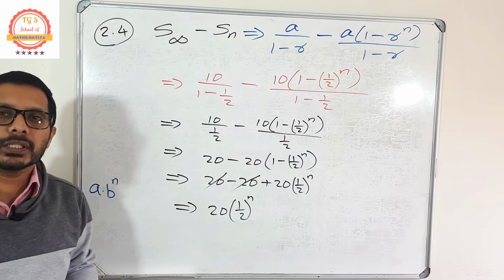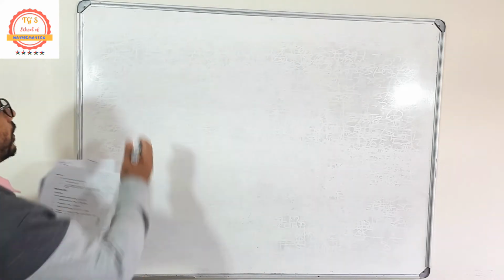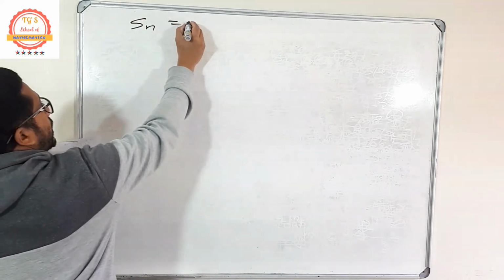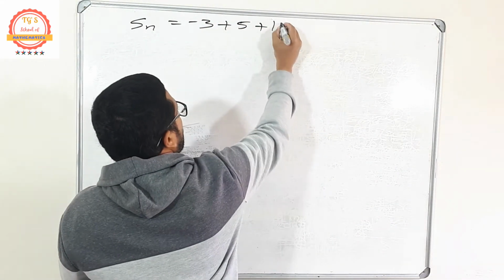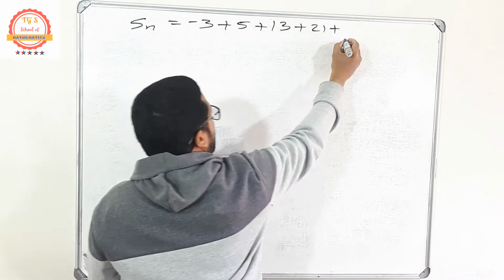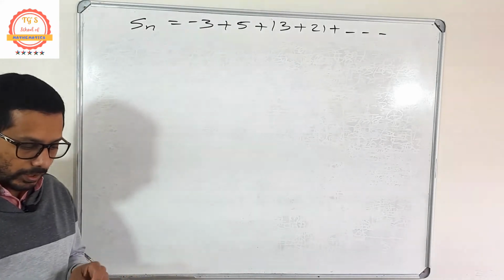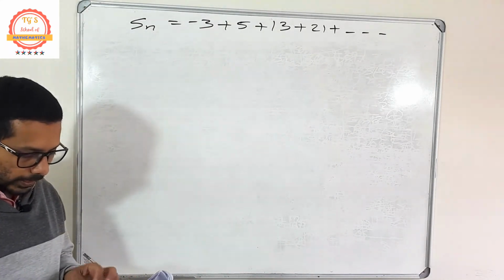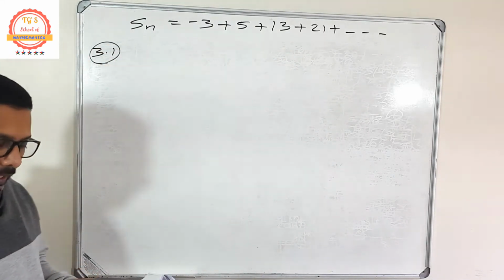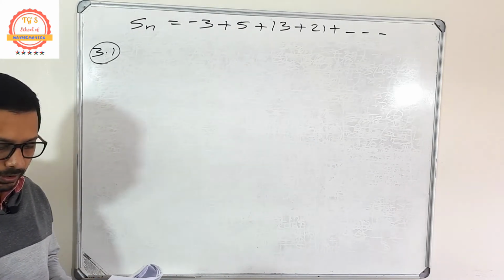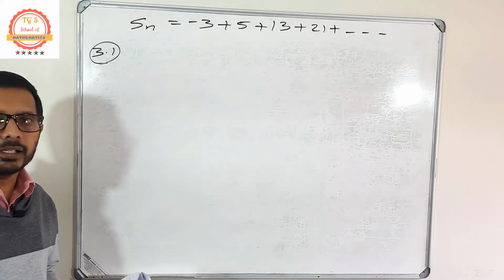Now we are going to question number 3. What is question number 3? Consider the series Sn is equal to minus 3 plus 5 plus 13 plus 21 plus etc. There is a series given like this, and you have to answer the following questions. Question number 3.1: determine the general term of the series in the form tk is equal to bk plus c. You have to find the general term.